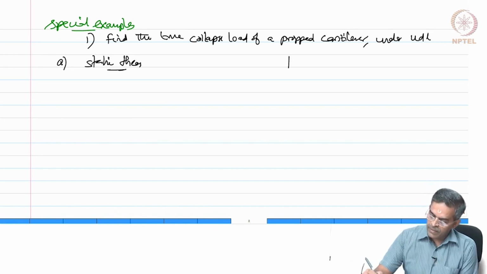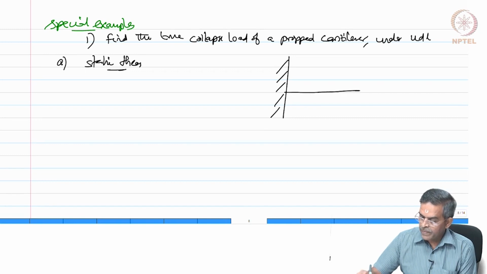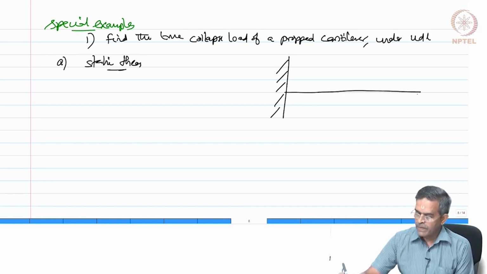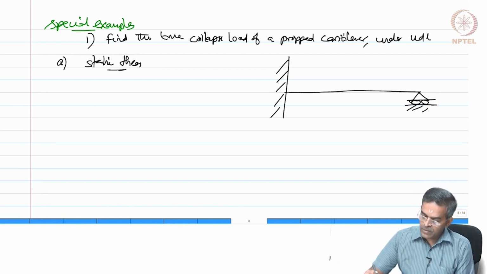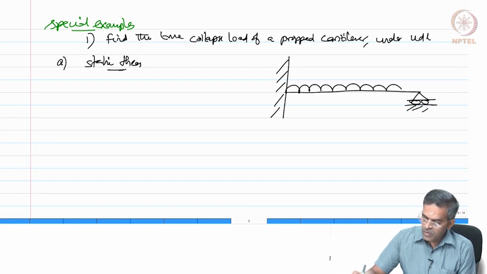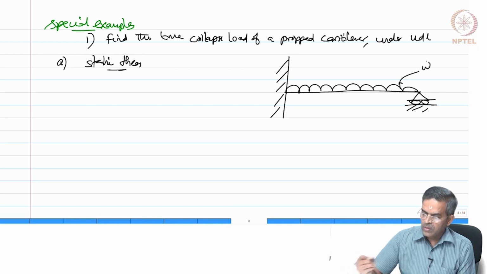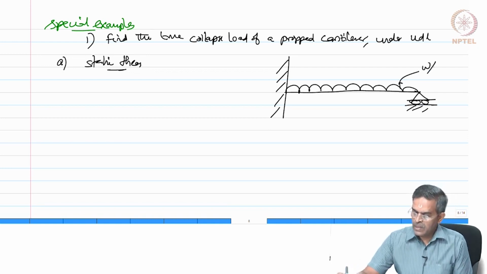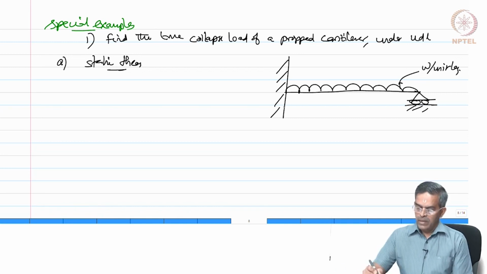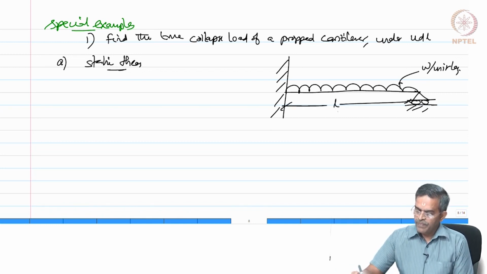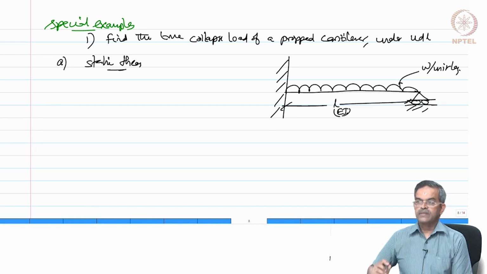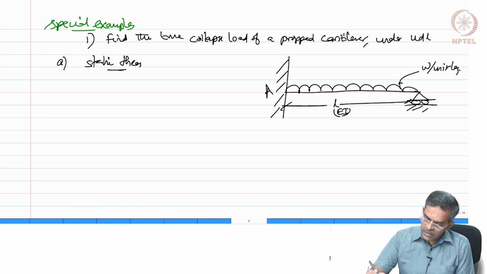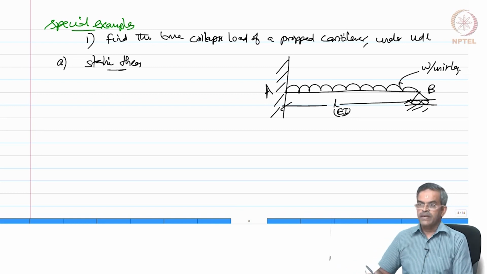So, let us take a cantilever which is propped at one end, subjected to uniform distributed load W per unit length. Let us say the span of the beam is L and it has EI properties. Let us call this section A and this B.